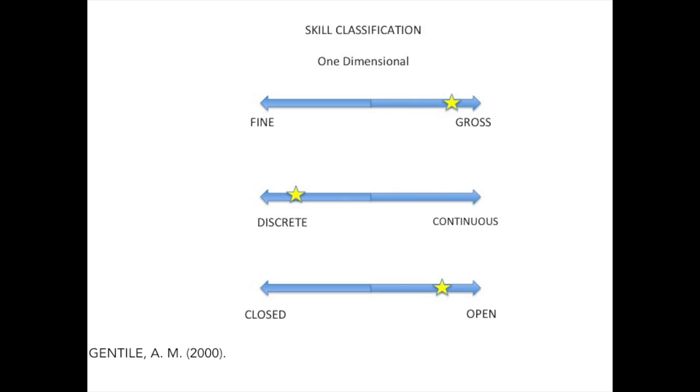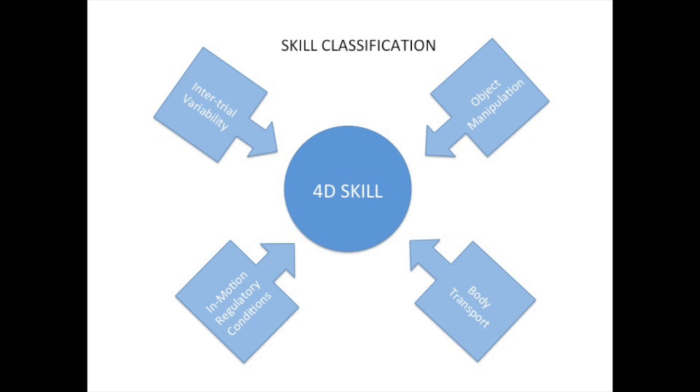An AFL set shot can be affected by various uncontrollable circumstances such as weather, distance from goal and angle from goal, and therefore can be classified as an open skill, however still has aspects of closed due to the performer initiating the skill. The set shot is a 4D skill, which is considered one of the most difficult skills to perform. A 4D skill is made up of object manipulation, body transfer, in-motion regulatory conditions, and inter-trial variability.